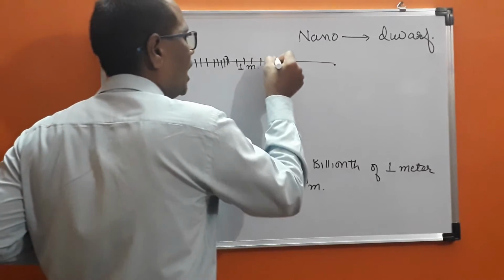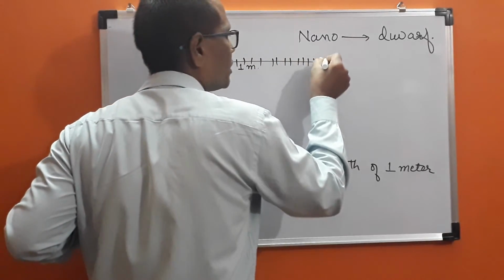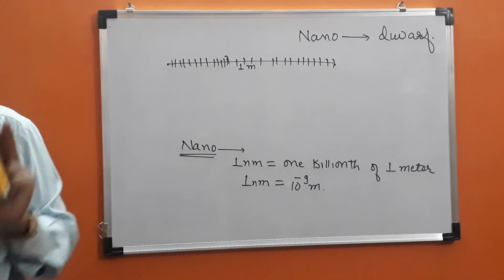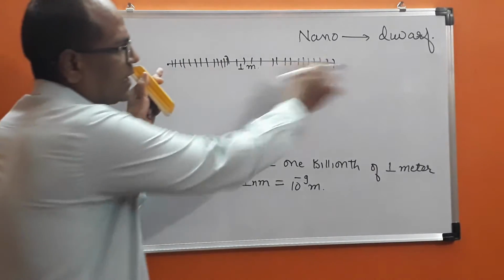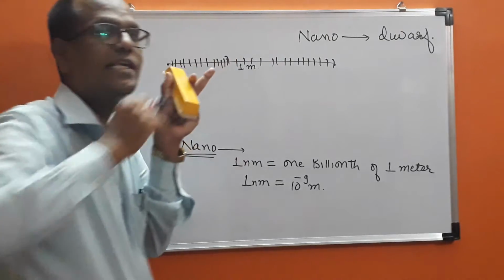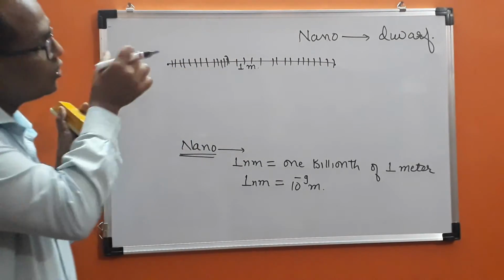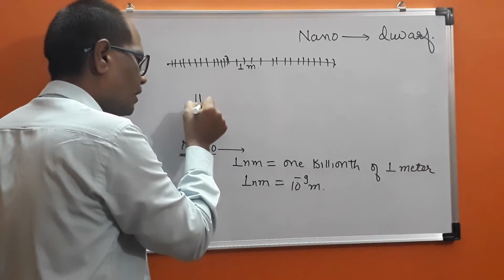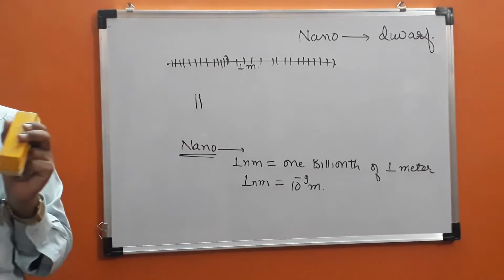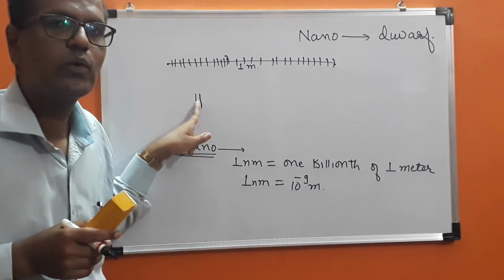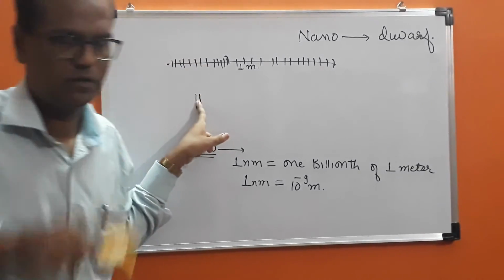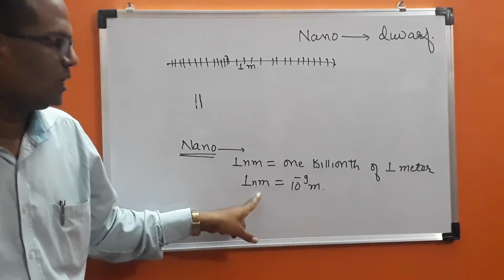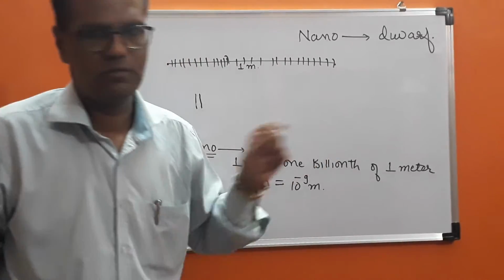In fact, it is not possible to plot 1 billion points at this scale. You just imagine that 1 meter length has been divided into 1 billion parts, and out of that 1 billion parts, let me remove one part. That one part is known as 1 nanometer. Means 1 nanometer is nothing but 10 raised to minus 9 meter.